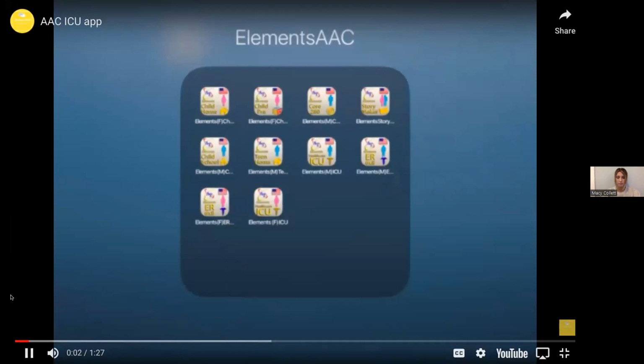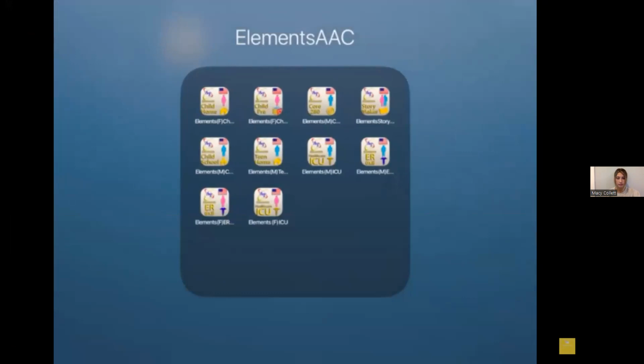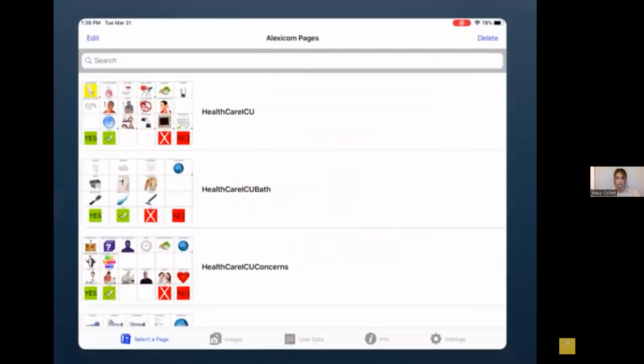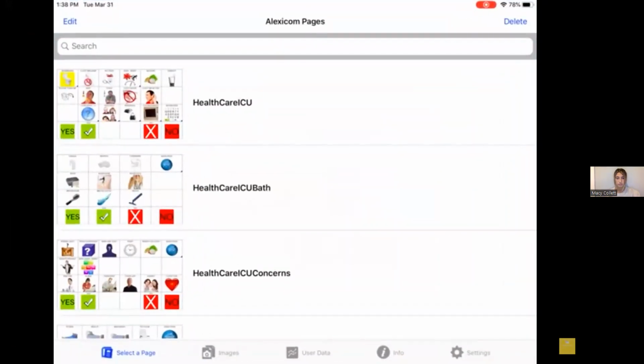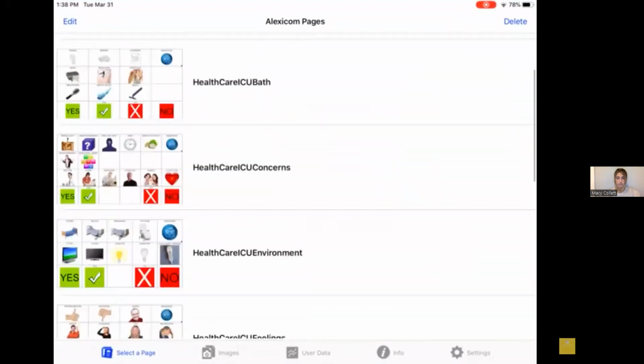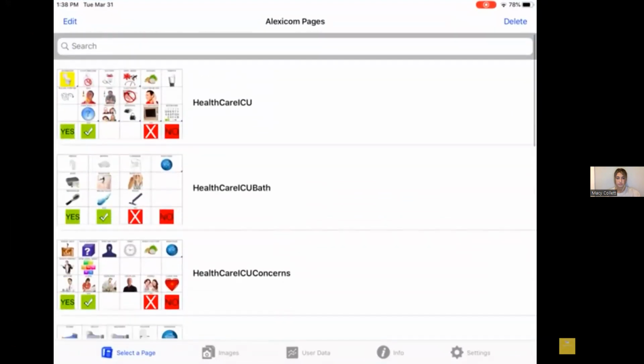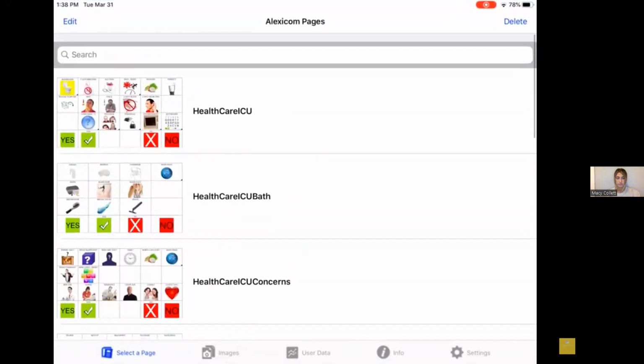Welcome to Alexicom Tech. Our mission is to provide a way for people to communicate and to be understood. We're so excited to release our healthcare apps. We created an ER app as well as an ICU app. We created these page sets based off of the input we received from speech therapists and nurses working in that environment.